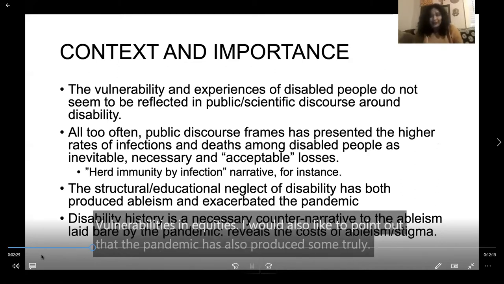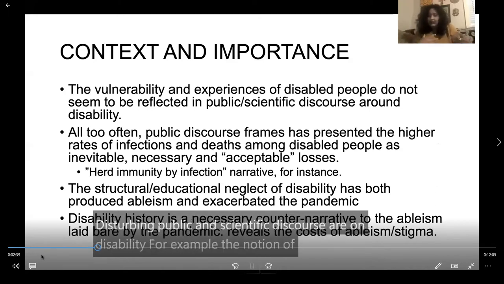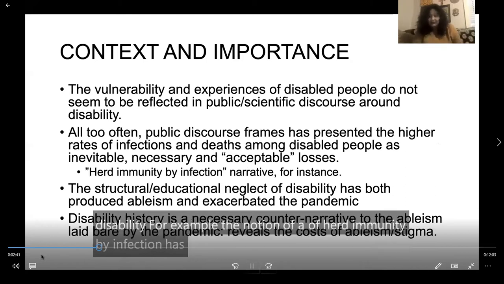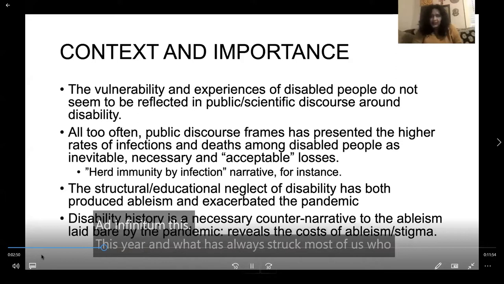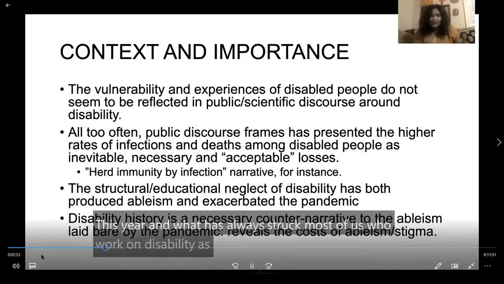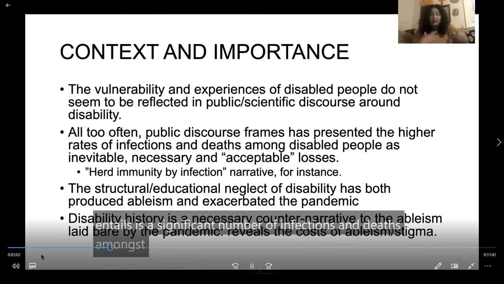I'd also like to point out that the pandemic has also produced some truly disturbing public and scientific discourse around disability. For example, the notion of herd immunity by infection has been discussed ad infinitum this year. And what has always struck most of us who work on disability as rather disturbing is that what that entails is a significant number of infections and deaths amongst disabled people and disabled populations.